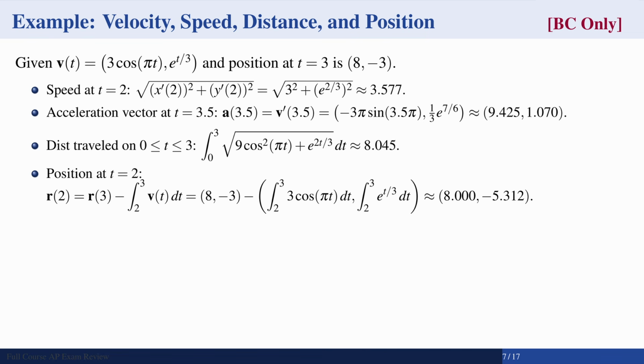If we want to find the position at t=2, well, then we need to do where we are at t=3 and subtract the displacement. So that's going to be 8, -3 is the ordered pair at t=3, and then minus, we've got these integrals here.